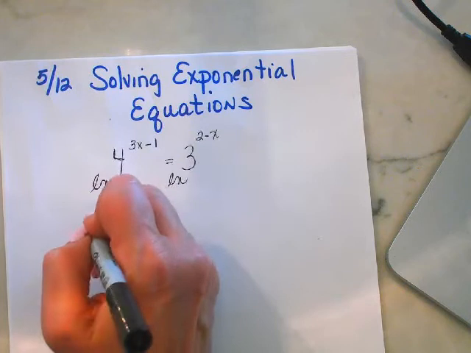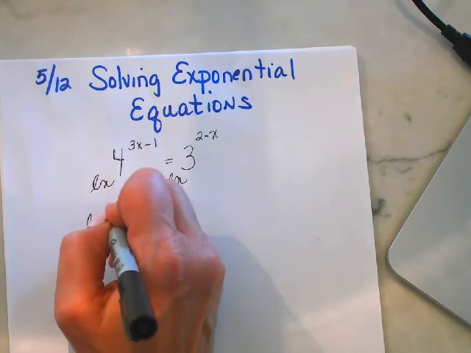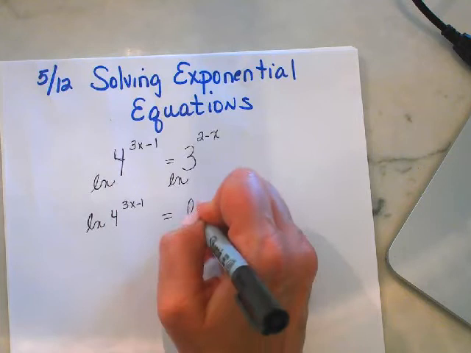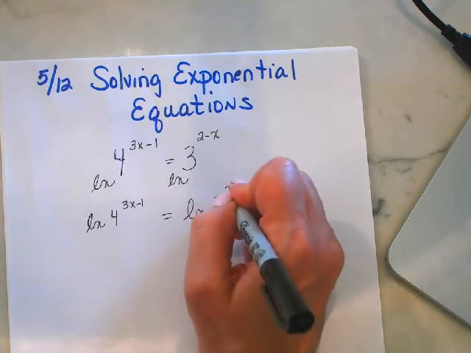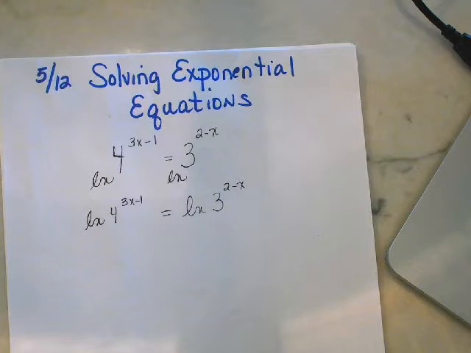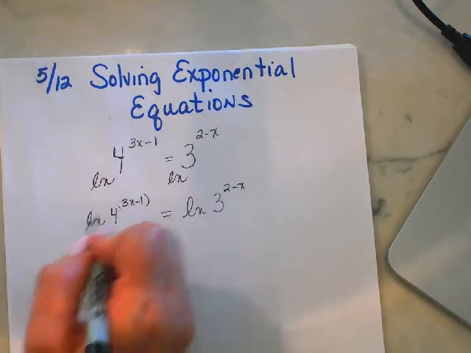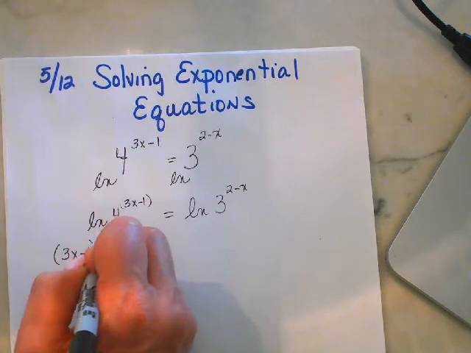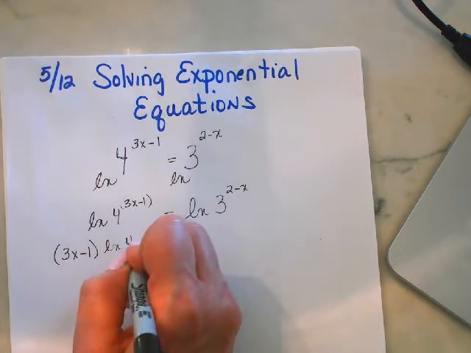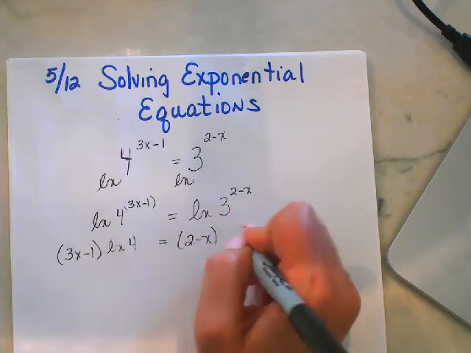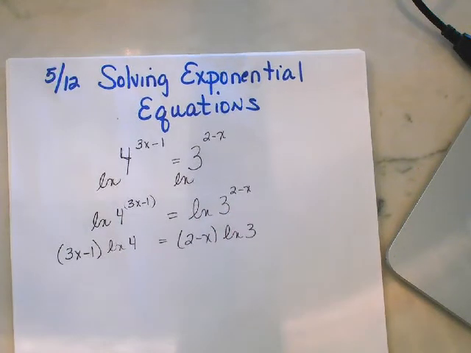Okay, so now what I have is basically ln of 4 raised to the 3x minus 1 equals ln of 3 raised to the 2 minus x. What I'm going to do right then is use the power rule, and bring the exponent and put it in front. So it's going to be (3x minus 1) ln 4 equals (2 minus x) ln 3.